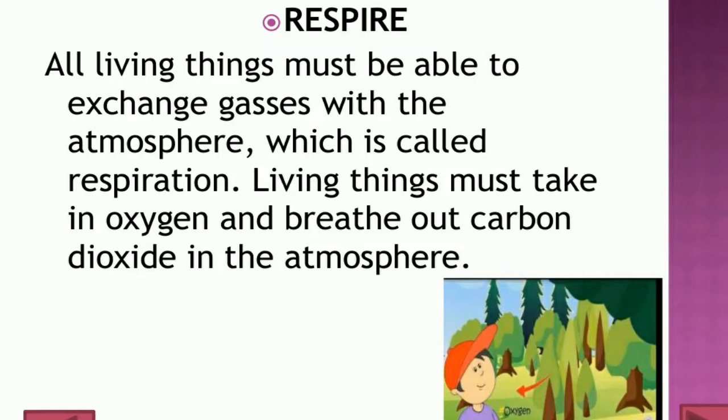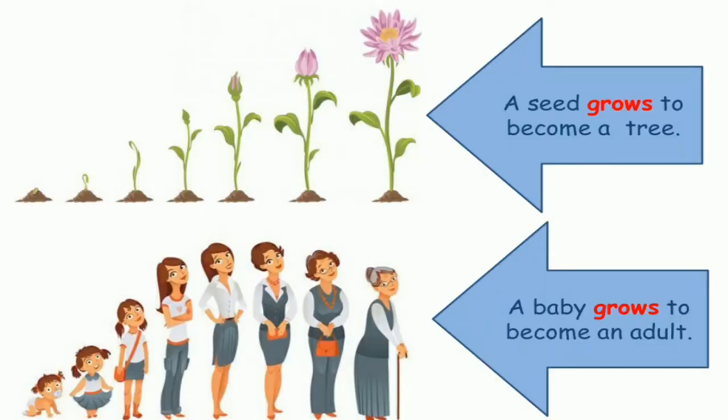Okay, children, now we can see here a seed grows to become a tree and a baby grows to become an adult. Here we can see two types of living things. First is a seed and second is a baby. A baby grows to become an adult and a seed becomes a tree. Here are two examples of living things. Okay children, now everyone can understand this slide. So we will learn the next slide.